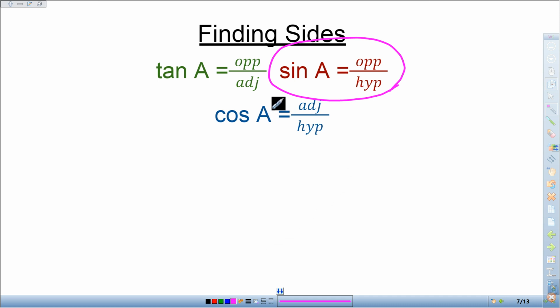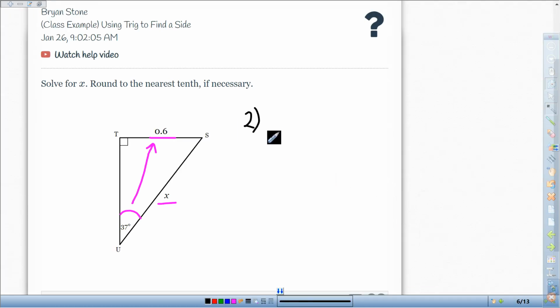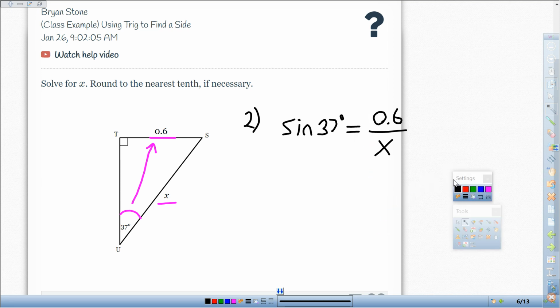Let's go ahead and write it out. Sine, remember in this spot goes the measure of the angle that we're using. By the way, let's call this number 2. Sine 37 degrees equals opposite over hypotenuse. Be careful with getting your sides in the right spots in the ratio.